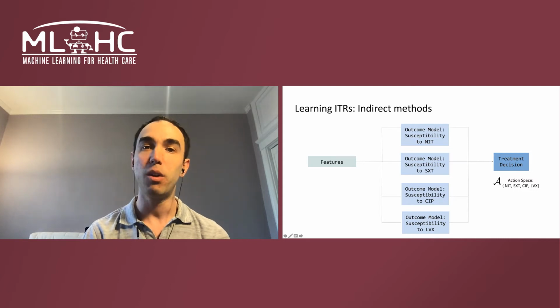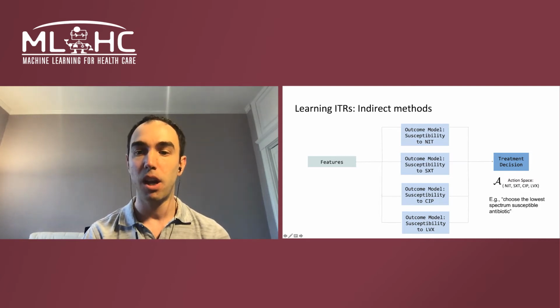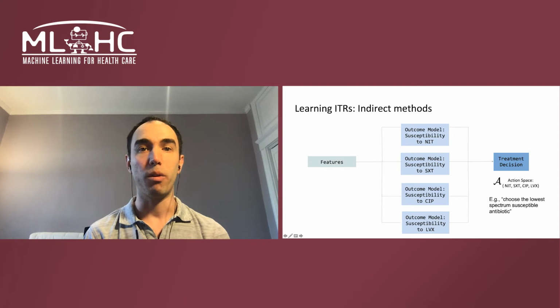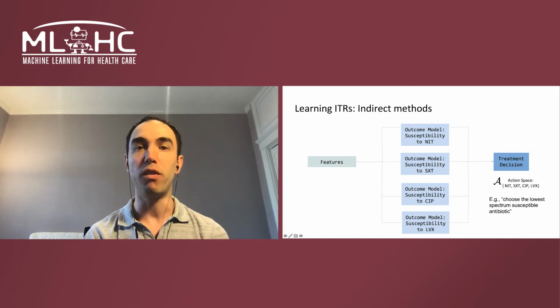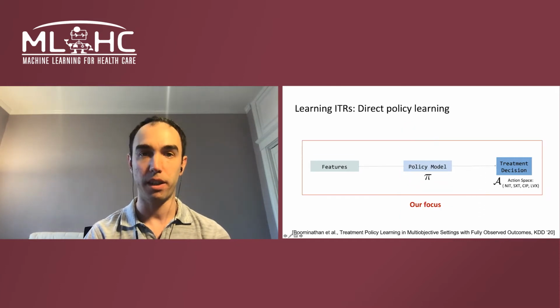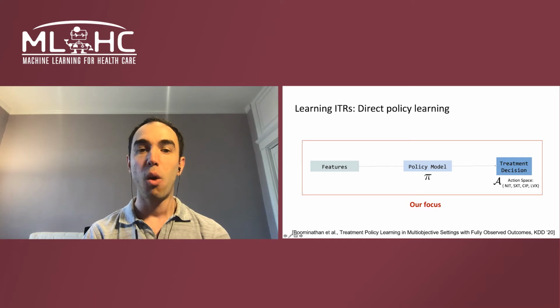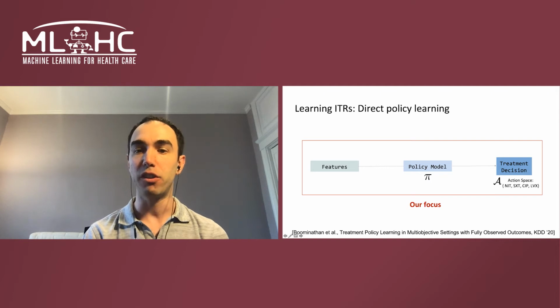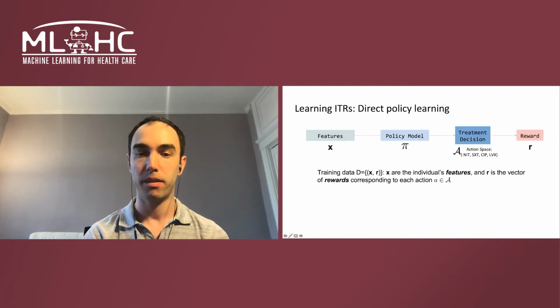For example, here, where we're talking about 4 different antibiotics, one might choose the lowest spectrum susceptible antibiotic, meaning choosing one which would resolve the underlying infection. In contrast, today's talk is going to be about direct policy learning. In direct policy learning, we take as input features as before, but now we learn a policy pi, which is a mapping from those features to a treatment decision.